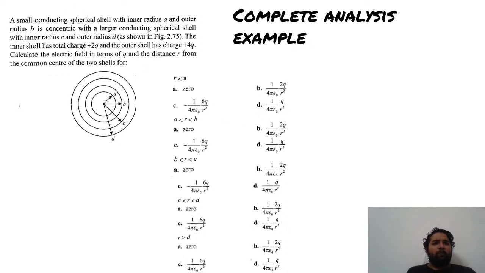Okay. So a small conducting spherical shell with inner radius A and outer radius B. So this is one shell. We'll call this shell 1. And there is an outer shell with inner radius C and outer radius D. So this is shell 1, this is hollow. Getting it? So now he's saying the inner shell has a total charge of 2q and the outer shell has a total charge of 4q.